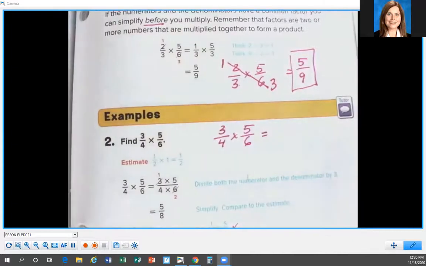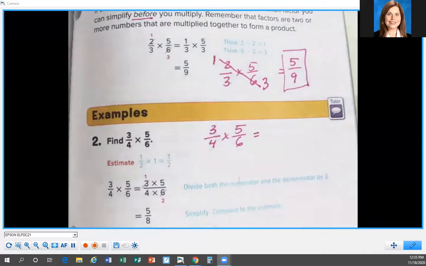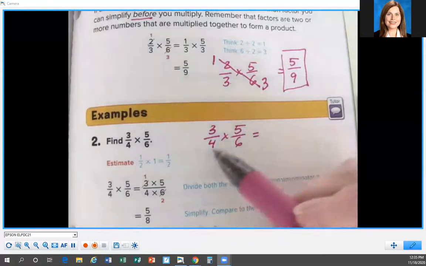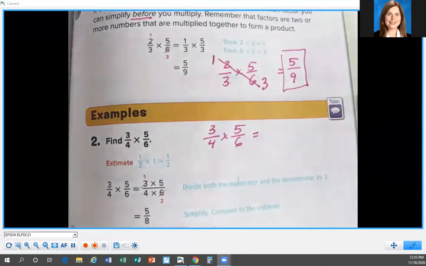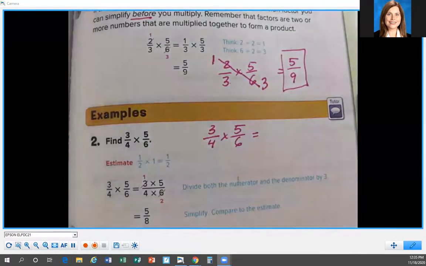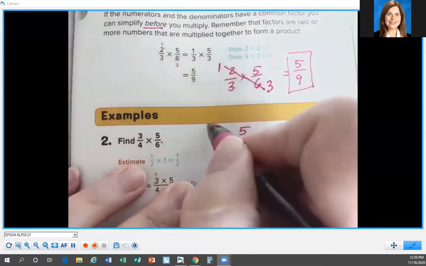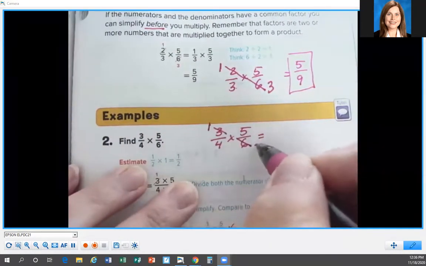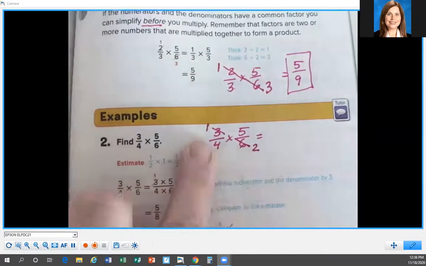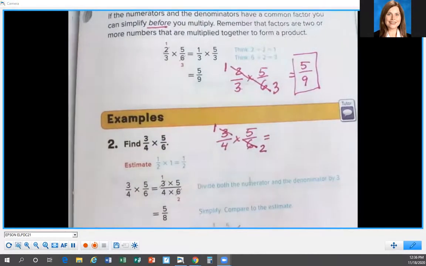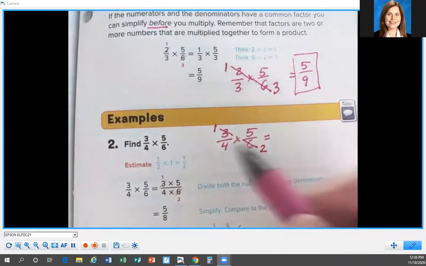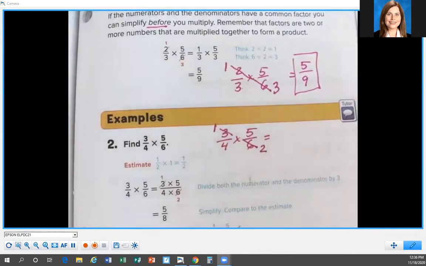So first, before I multiply, I want to see if I can simplify by cross canceling. 5 and 4 do not have any common factors. When I look at the 3 and the 6, they do have a common factor. They are both divisible by 3. Okay, 3 divided by 3 is 1. 6 divided by 3 is 2. So remember, we're always looking at the diagonal. Okay? Then we multiply. This cannot be simplified. 5 and 4 don't have any common factors.